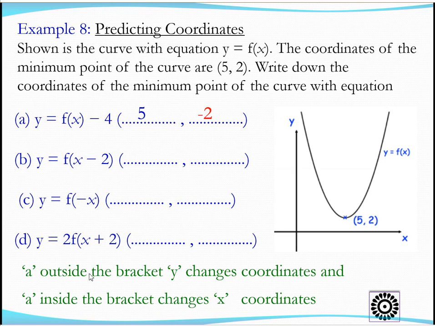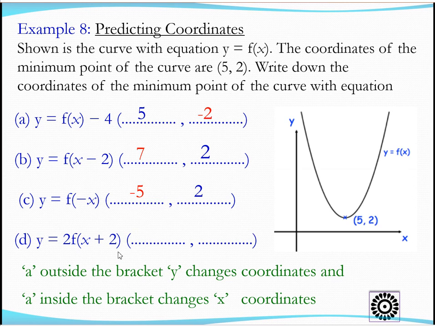It's inside the bracket, so it's going to affect x. When it's minus, you are moving to the right. So 5, 2 movement to the right, that's 5 plus 2, that will give you 7. But the y coordinate will not change, so we still have 2. Inside the bracket is going to affect x. But this one, we have to divide only the x by negative 1. This is 5 divided by negative 1. That will be negative 5. Y coordinate will stay the same.